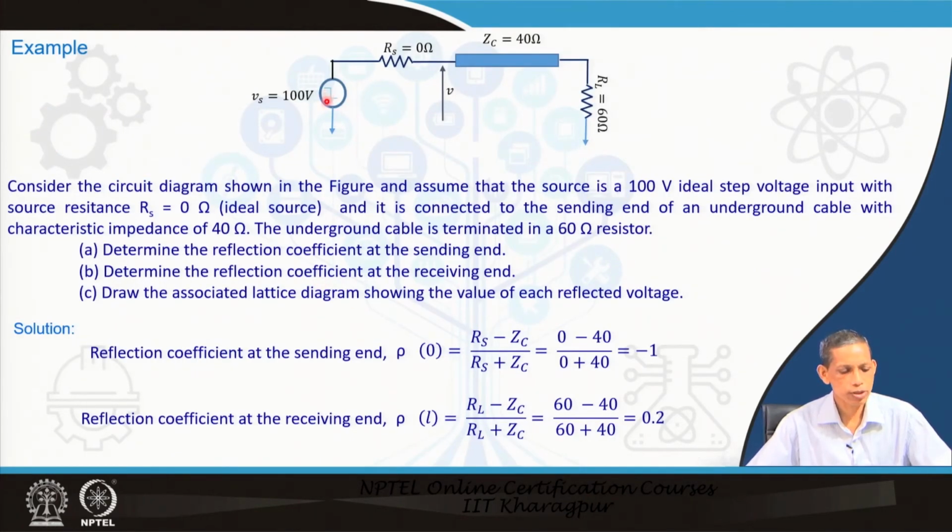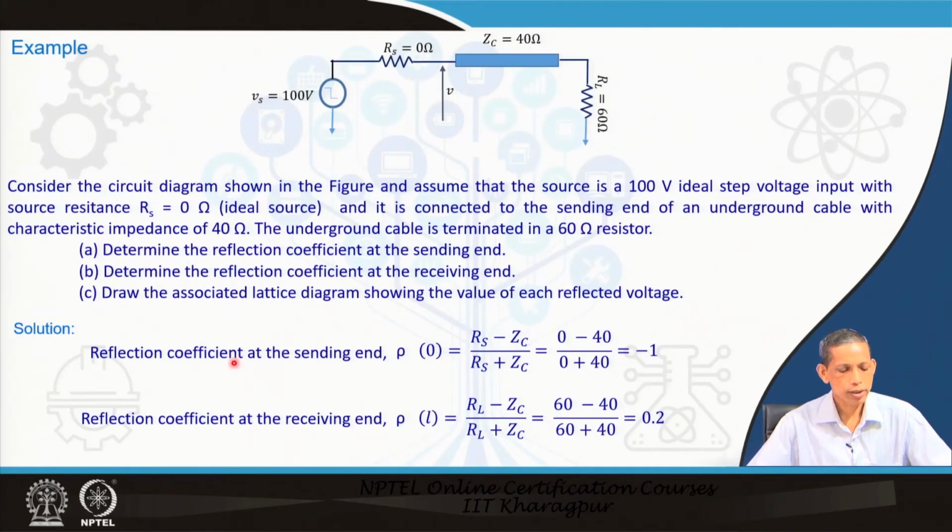We have a step change in voltage of 100 volt, and we have a system like that. The source is an ideal source, so we have considered R_s equal to 0. This step change in voltage is injected into the system, which has a cable with a characteristic impedance, and terminations with a load resistance R_L equal to 60 ohm. Now, the question is: determine the reflection coefficient at the sending end, determine the reflection coefficient at the receiving end, and draw the associated lattice diagram showing the value of each reflected voltage.